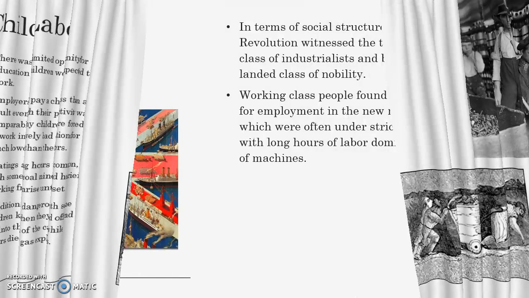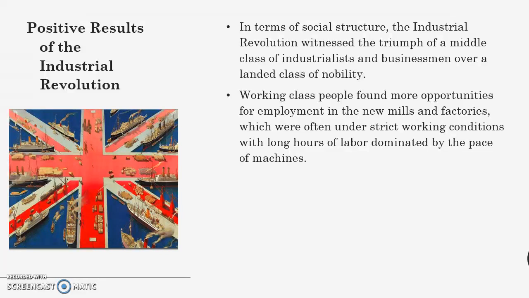So even though there were many negative aspects to the Industrial Revolution, there were some positive results of it. In terms of social structure, the Industrial Revolution witnessed a triumph for a middle class of industrialists and businessmen over the landed class of nobility. The working class people found more opportunities for employment in the new mills and factories, which were often under strict working conditions with long hours of labor dominated by the pace of machines.